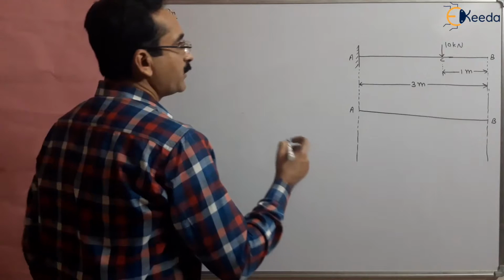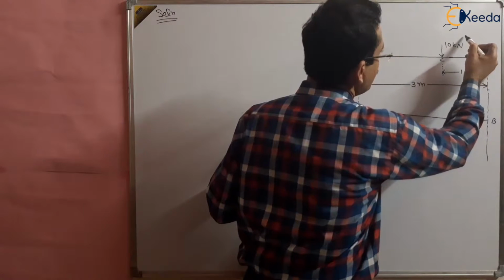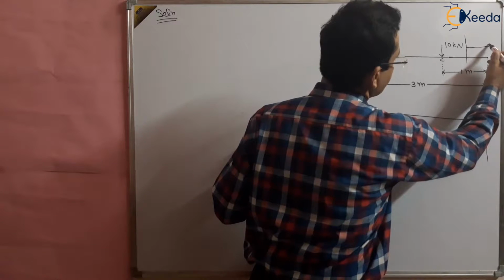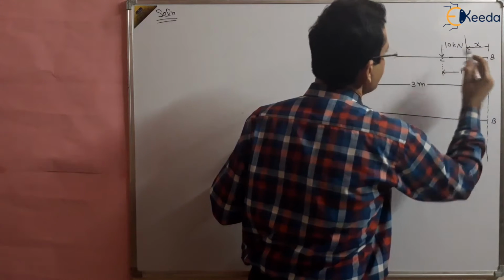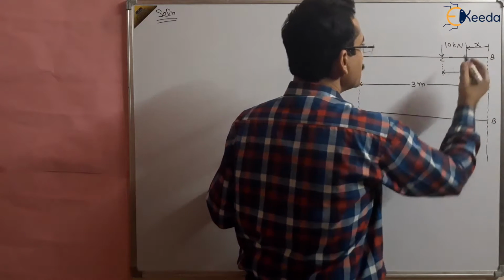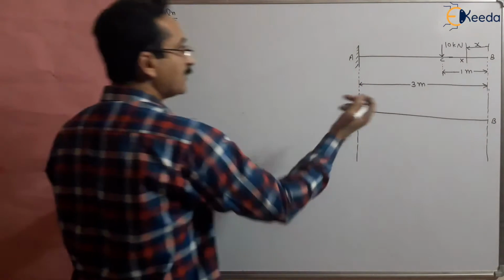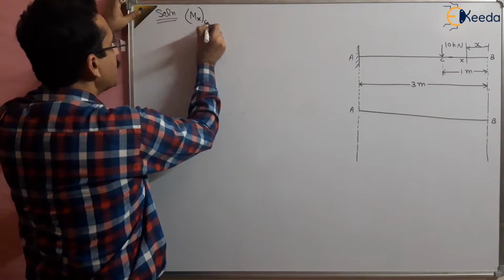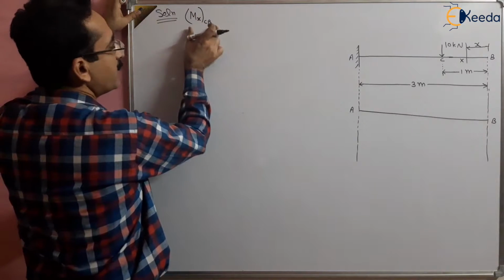Now for the bending moment diagram we have to take a section. As usual we are taking the section. At a distance x from the free end, let us take a section. We have taken a section x. So what is the bending moment at x? It will be valid between C to B. So Mx, which is valid between C to B. CB I am writing, it means it is valid between C to B.